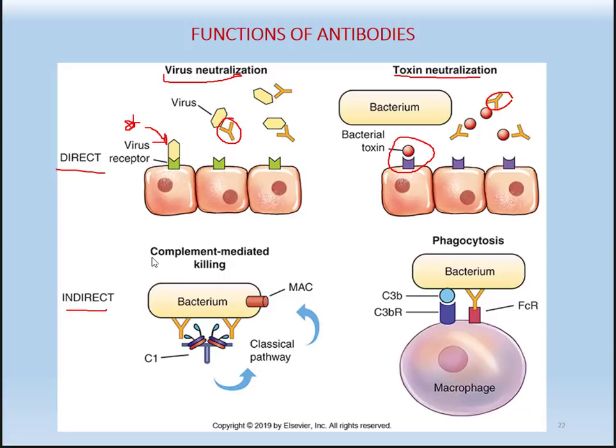Next up, we have complement-mediated killing. Whenever an antibody binds to an antigen, then a complement system gets activated. And there's different pathways that can activate it. This is an example of the classical pathway activating the complement system. And this involves a series of different plasma proteins that are involved in this response. And these proteins, as I mentioned earlier, are produced in the liver.